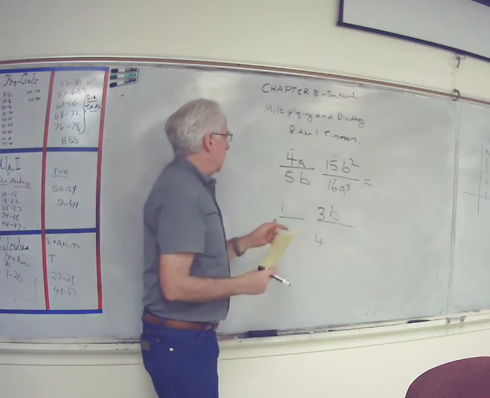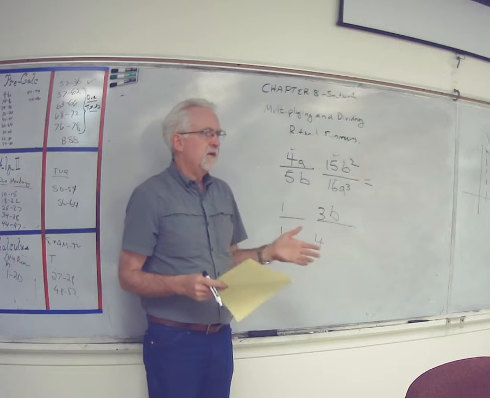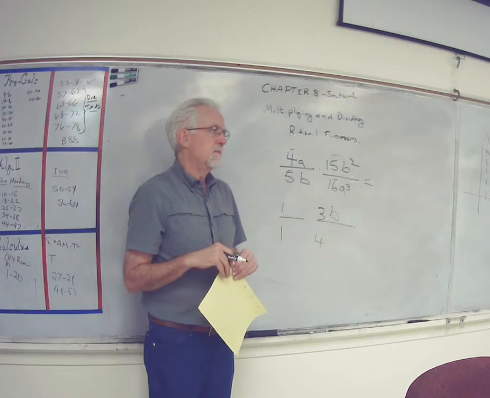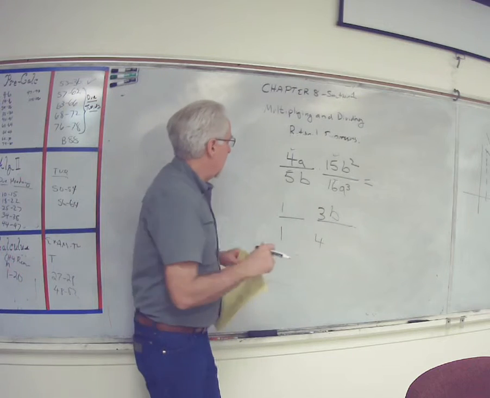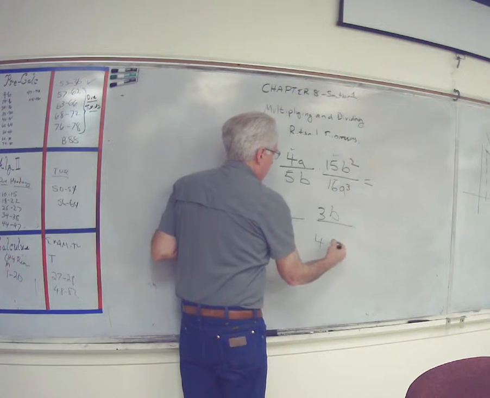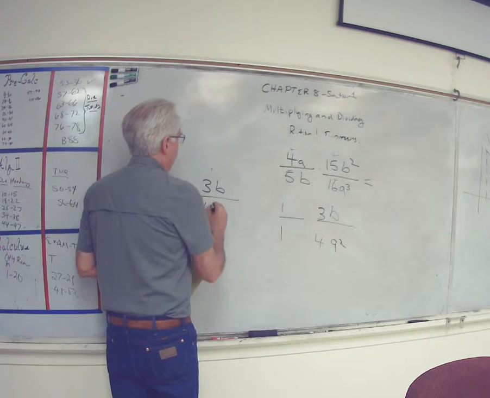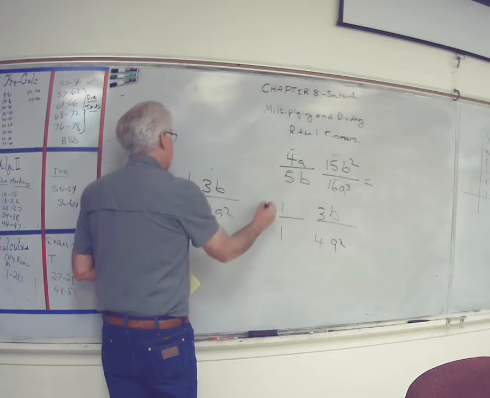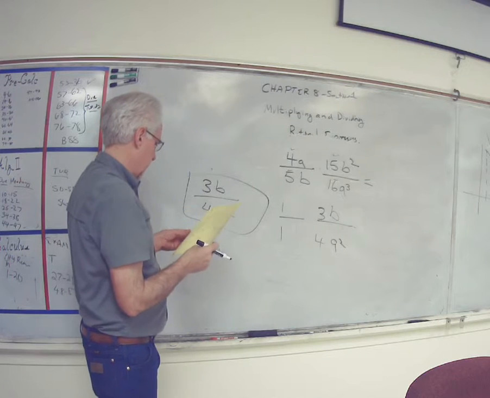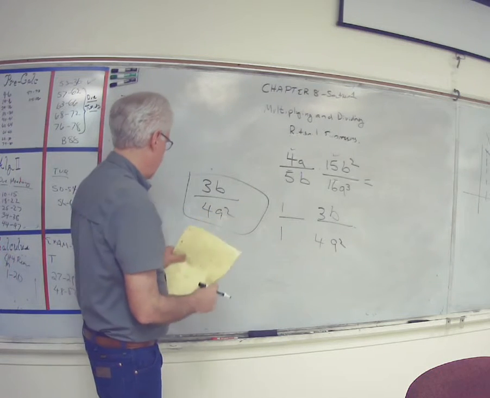All right. Now I have a over a cubed. Tanner, what does that become? 1 over a squared. Yeah, you have 1 over a squared. All right, so you're going to have 3b over 4a squared. Isn't that a lot better than what we started with? Yeah, that is a whole lot better.